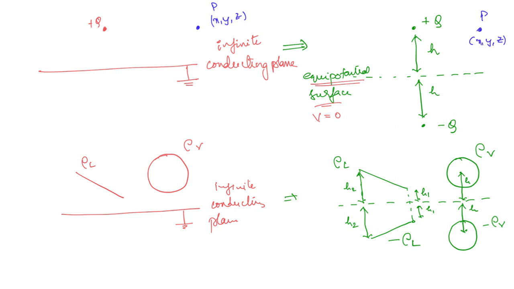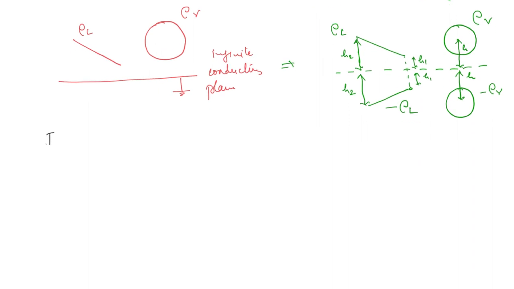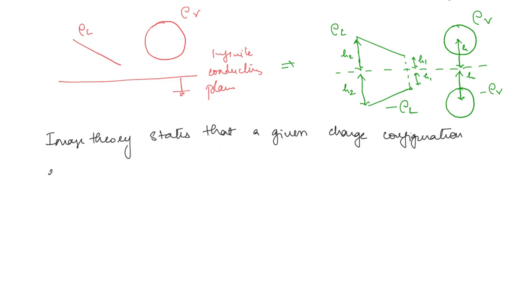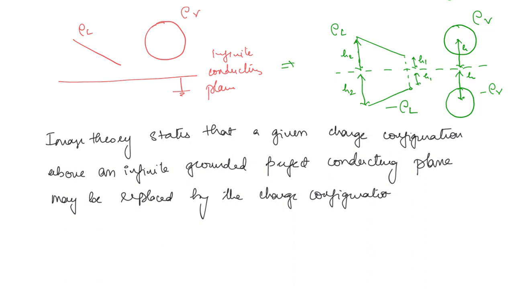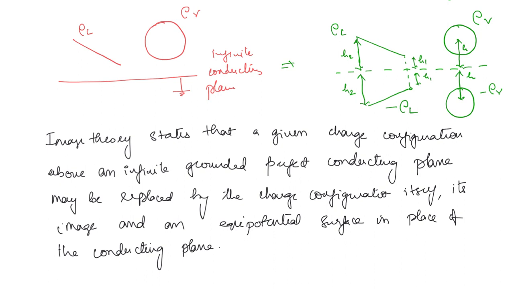So you can write the statement for this. The image theory states that a given charge configuration above an infinite grounded perfect conducting plane may be replaced by the charge configuration itself, its image, and an equipotential surface in the place of the conducting plane. Okay, so we will do an example, then it will become more clear to you.